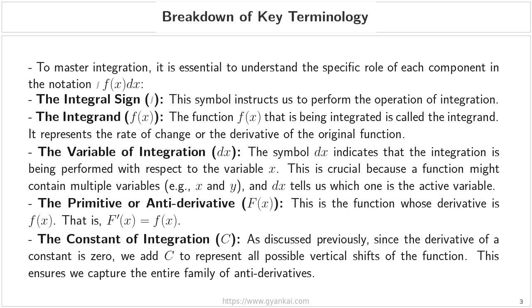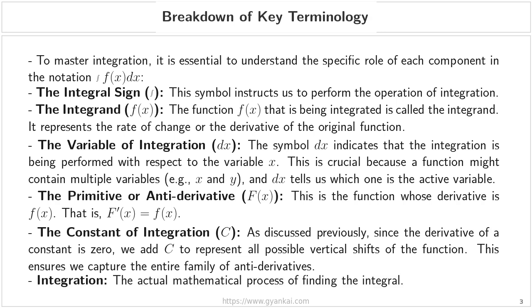Now, you might remember from our earlier discussion that the derivative of a constant is always 0. This leads us to the constant of integration, denoted by C. Because the derivative of a constant is 0, there are infinitely many possible antiderivatives that differ only by a constant. So, we always add plus C to our result to represent all possible vertical shifts of the function. This ensures we capture the entire family of antiderivatives, not just one specific one. Finally, the last bullet point simply defines integration itself. It's the actual mathematical process of finding this integral, this antiderivative.